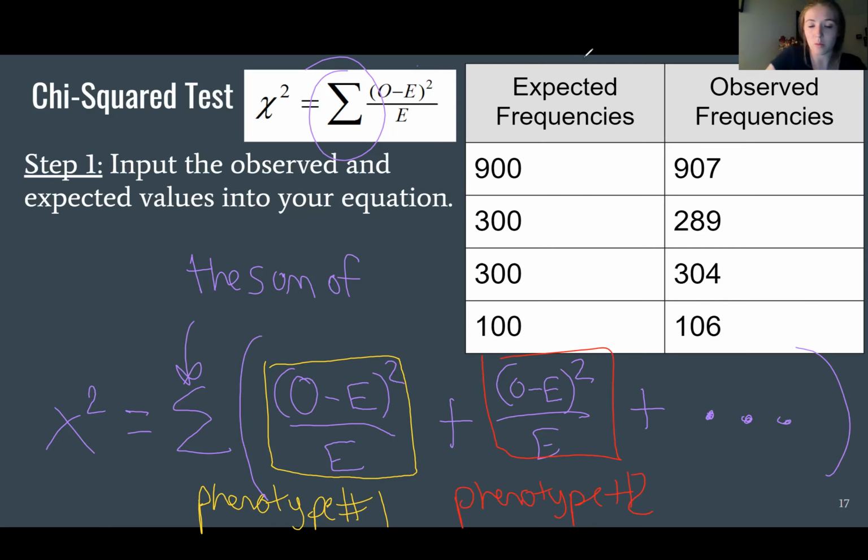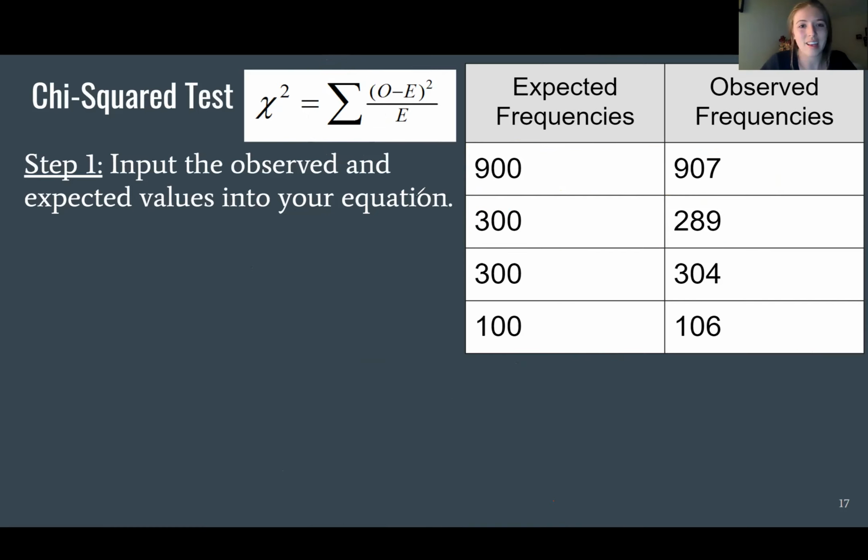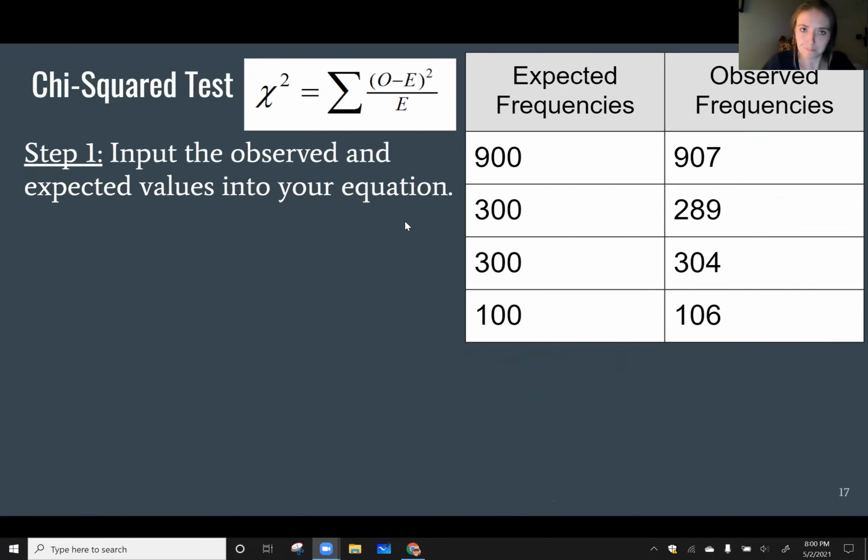Remember, this is going to be your observed and expected first phenotype, the one that I just highlighted in yellow. And then the next observed and expected ratio is going to be the one that I just highlighted in red. So you're going to plug these numbers in multiple times. Now, there's a really nifty way to do this, and you're going to see this on your practice questions as well. There's going to be a practice assignment where you practice doing the chi-squared questions. And that's this diagram here.